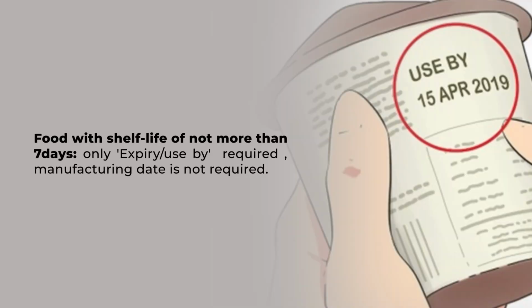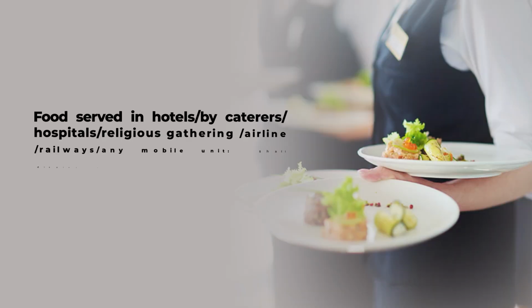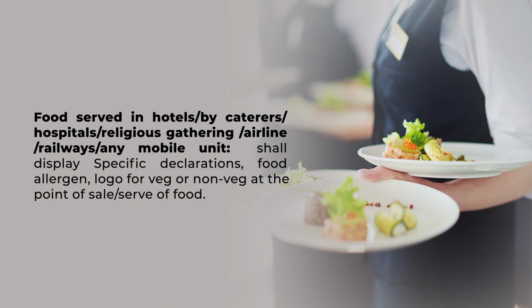If the food has a shelf life of up to 7 days or less than 7 days, then there is no need of mentioning the date of manufacture. Only the expiry or use by date is sufficient on the food label. If the food is served in hotels by caterers, or in hospitals, religious gatherings, airlines, railways or any mobile unit, then they shall display the specific declarations, the food allergen and the logo for veg or non-veg at the point of the sale or the serve of the food.